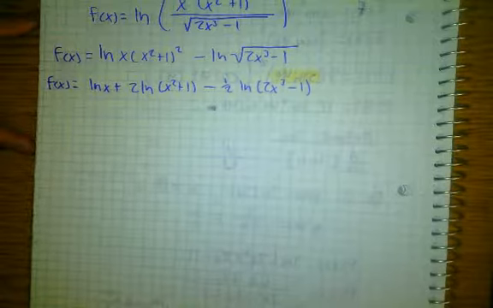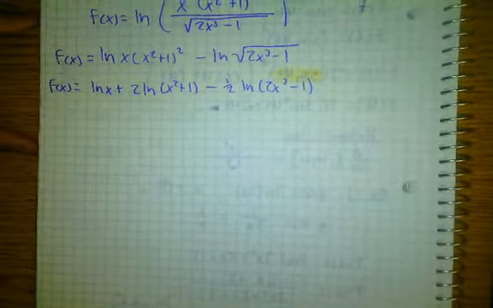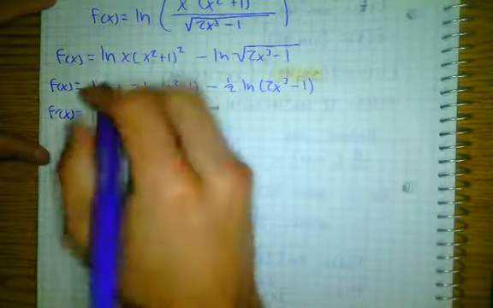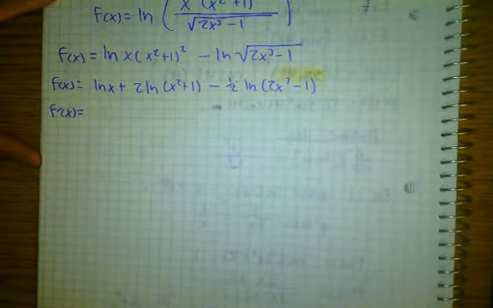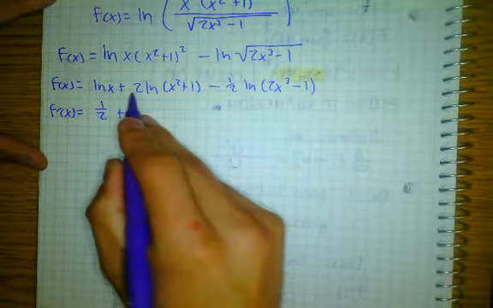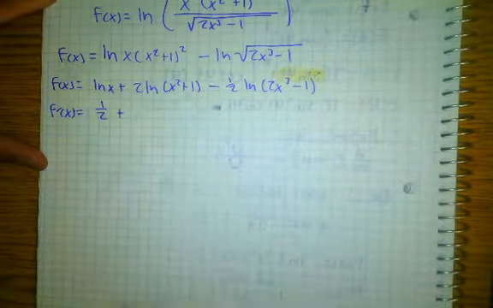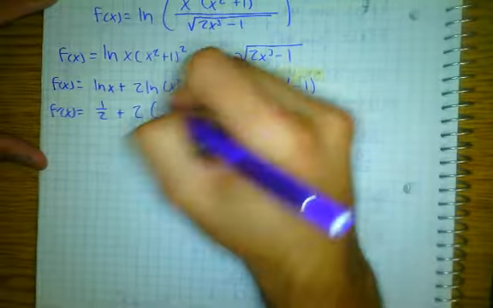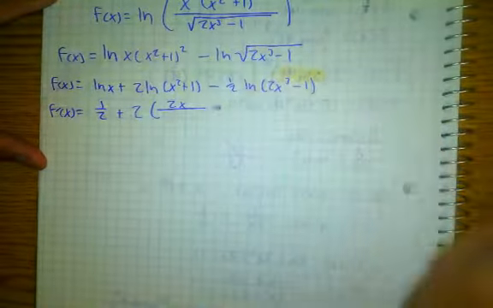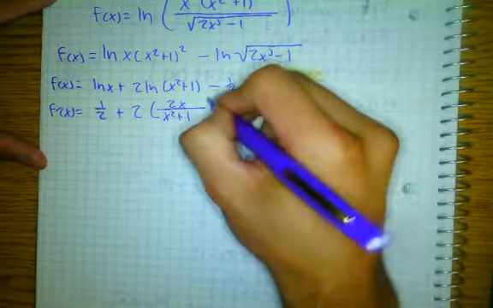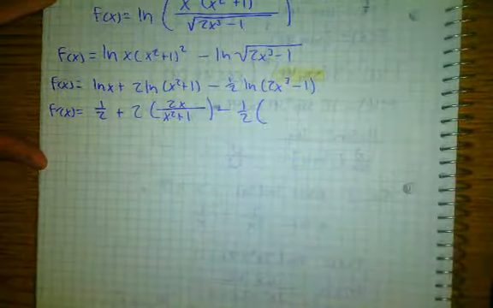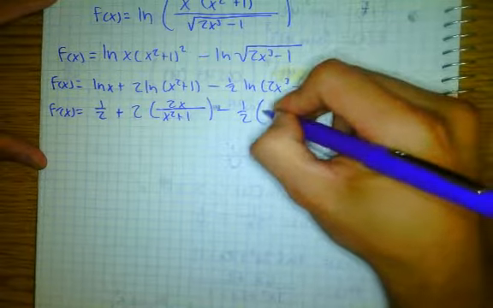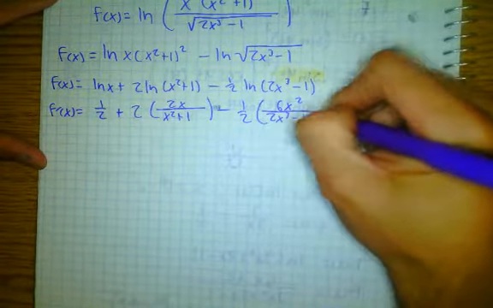Agreed? Wait, so when you add functions together, you add the derivatives together? Mm-hmm. Yes, sir. So here we go. F prime of x. Ready? What's the derivative of natural log of x? 1 over x. Plus, what's the derivative of 2 natural log of x squared plus 1? So 2 times 2x over x squared plus 1, and we'll clean it up here in just a second, minus 1/2 times what? 6x squared over 2x cubed. Agreed?